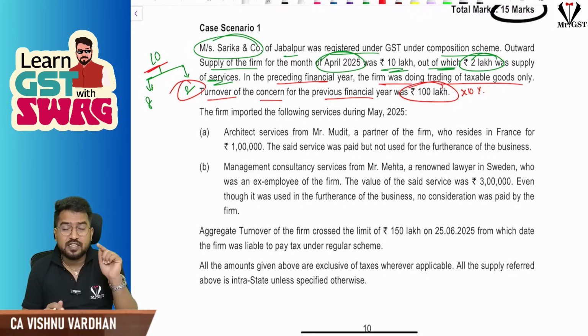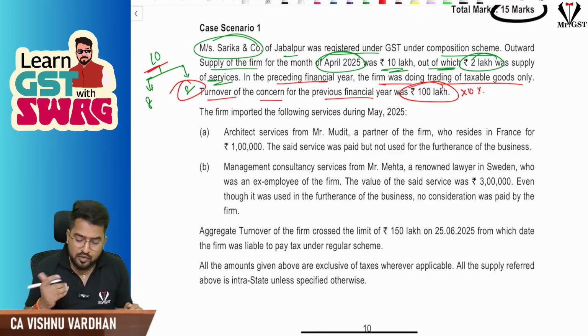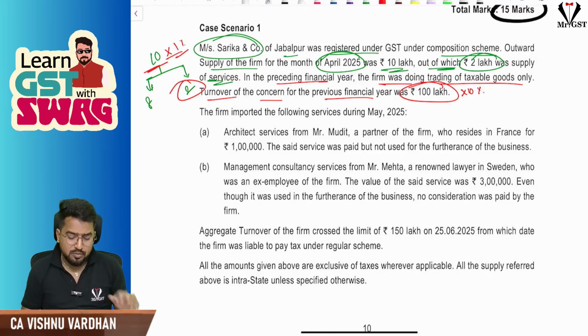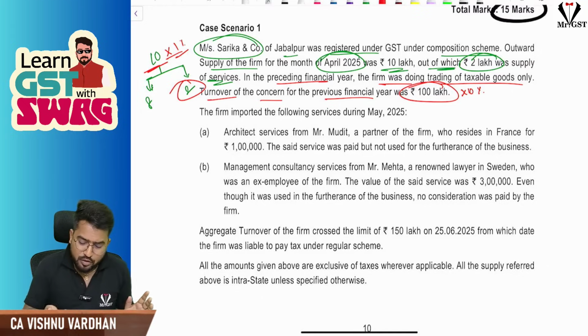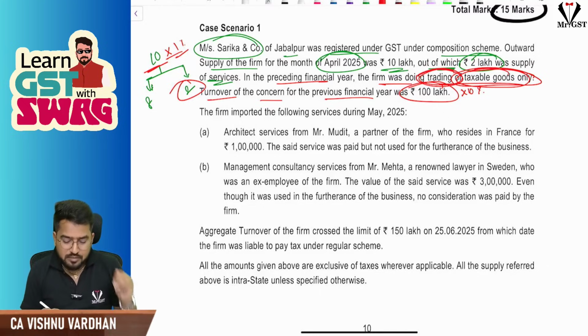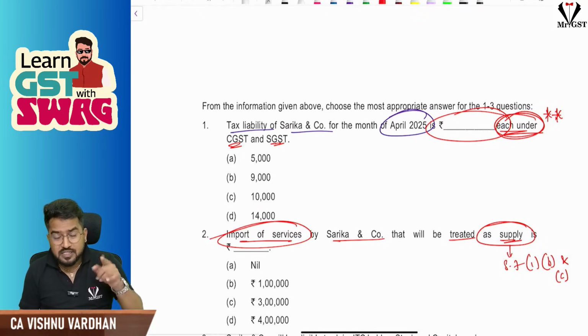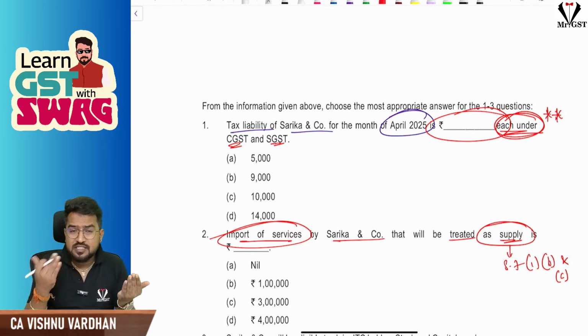And if you understand, there is one MCQ for the month of April: what is the tax liability of Sarika? Sir, here this fellow is a composition dealer. On 10 lakh, 1% will be there, no? Because they did not say restaurant service provider or anything like that. So he is providing normally goods and services. He was trading taxable goods only in the preceding financial year. Because no other information is given, we will not assume this fellow is a manufacturer or restaurant service provider. So on 10 lakh, 1% is 10,000, but here it is 0.5% CGST and 0.5% SGST.